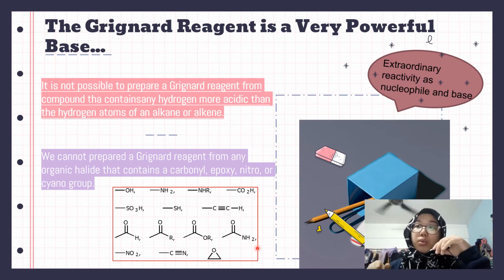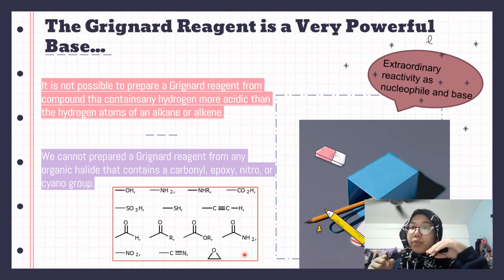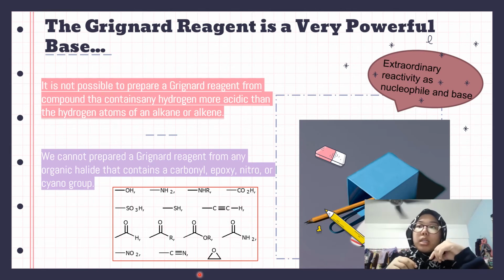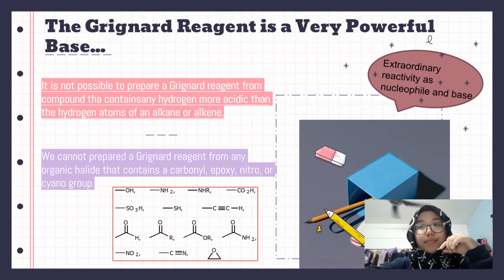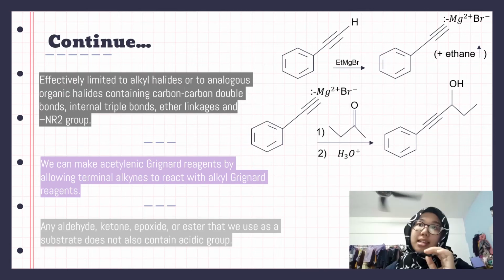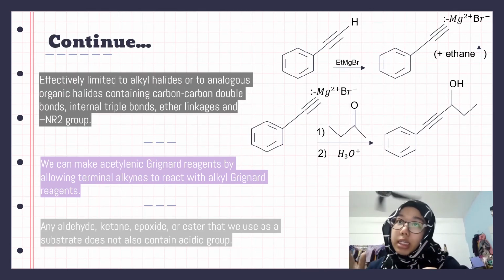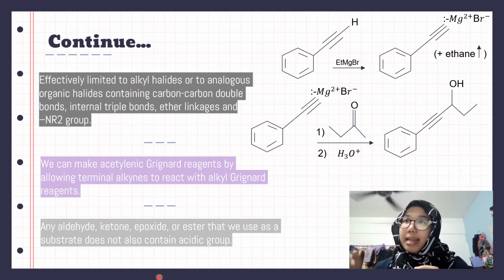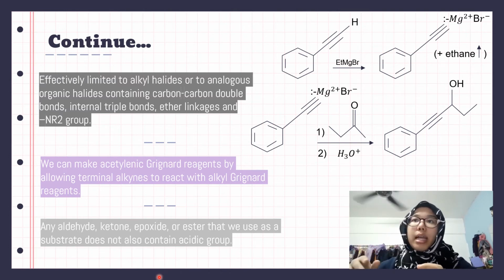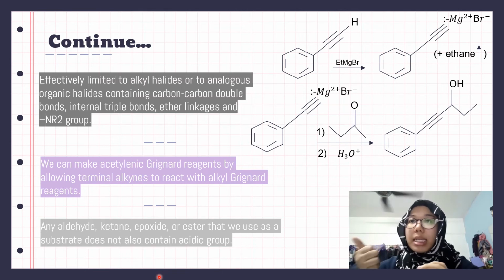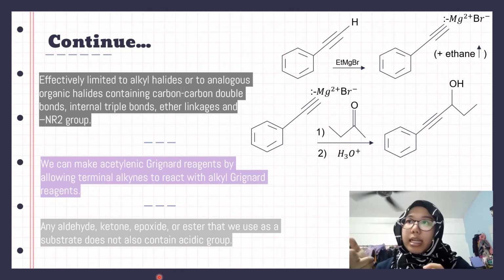This leads you to the next restriction, where we cannot prepare a Grignard reagent from any organic halide containing these groups below. Since we know that the Grignard reagent is also a powerful nucleophile, when we prepare it, it will react with this group. When we prepare a Grignard reagent, we effectively limit it to alkyl halides or to analogous organic halides containing carbon-carbon double bonds, internal triple bonds, ether linkages, and NR2 groups.